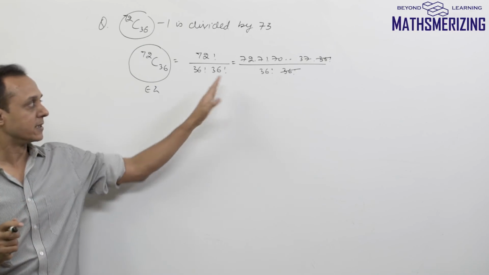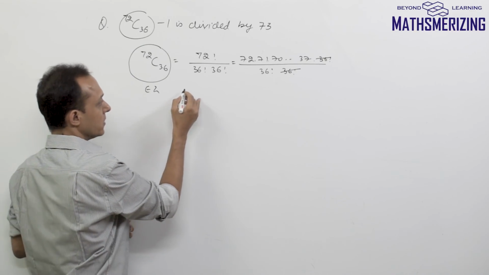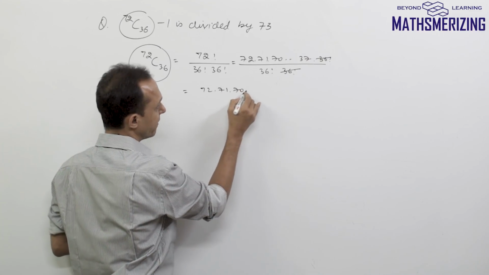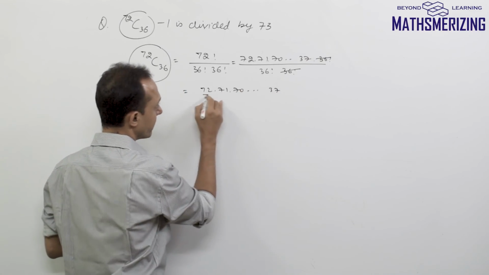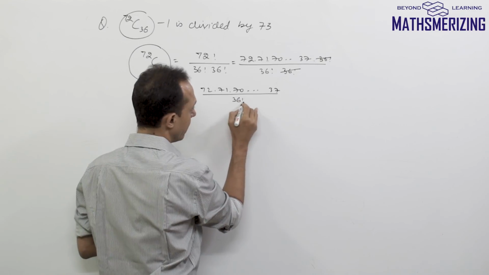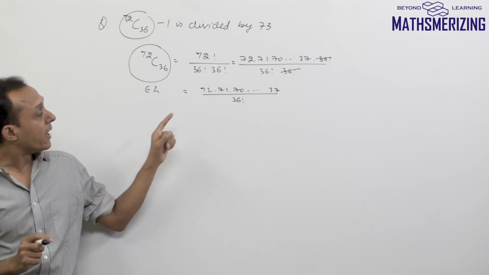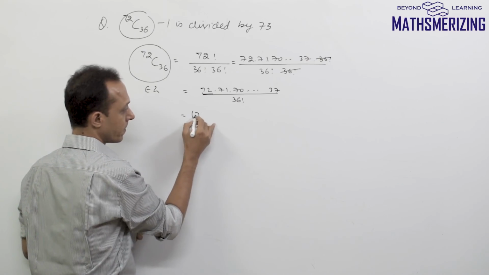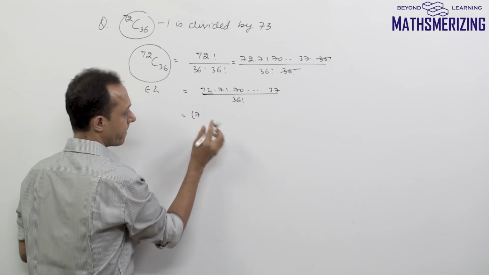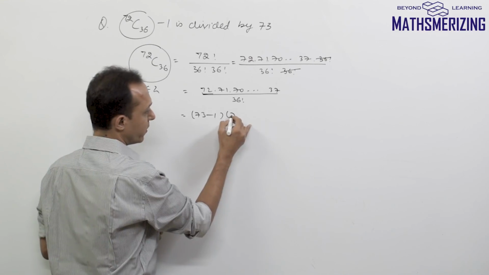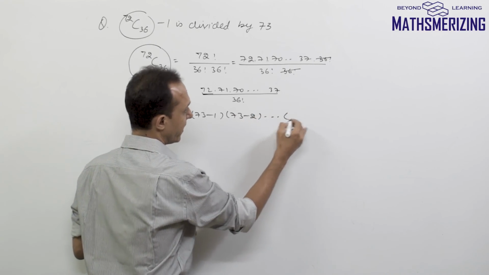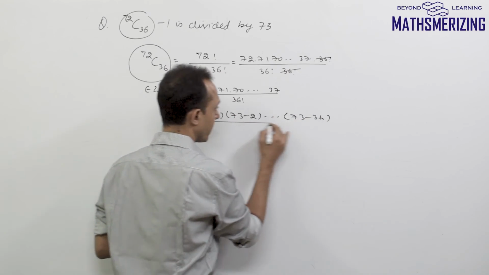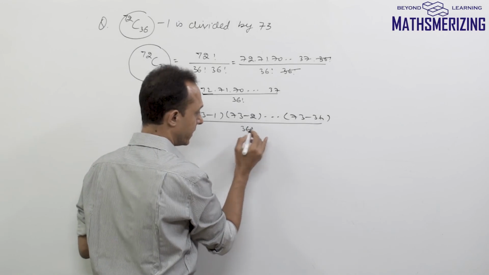So I'll cancel this factorial 36 with it. So now what I'm left with is 72 into 71 into 70, and it continues up to 37, whole divided by factorial 36. Now I need to check divisibility by 73. So what I'll do is I'll write this 72 as 73 minus 1, 71 as 73 minus 2, and the same way I'll write 37 as 73 minus 36, whole divided by 36 factorial.